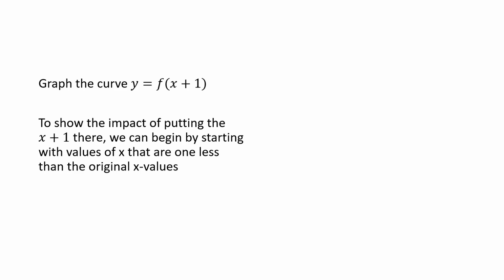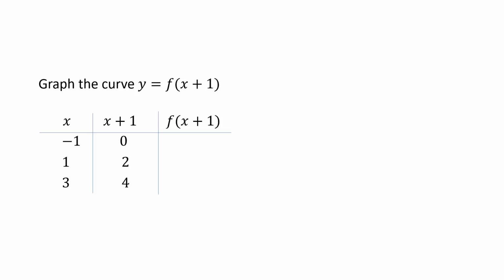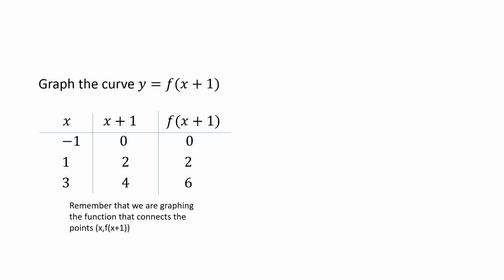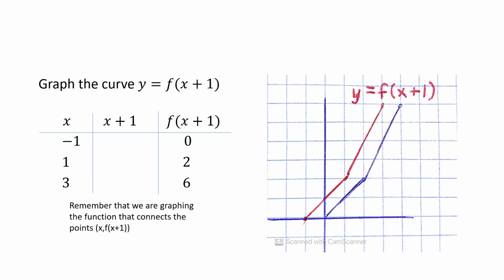Well, pretty straightforward. To show the impact of putting the x plus 1 there, we can begin by starting with values of x less than the original x values. So we can let x be negative 1, 1, and 3, making x plus 1 be 0, 2, and 4, making f of x plus 1 be 0, 2, and 6. We're graphing f of x plus 1, which means we can get rid of the middle column entirely. So we're just going to get rid of this column here. And now we're going to plot the points negative 1, 0, 1, 2, and 3, 6, and graph the curve.